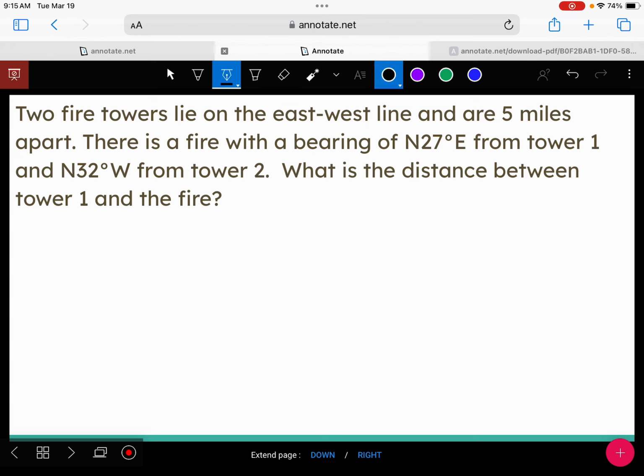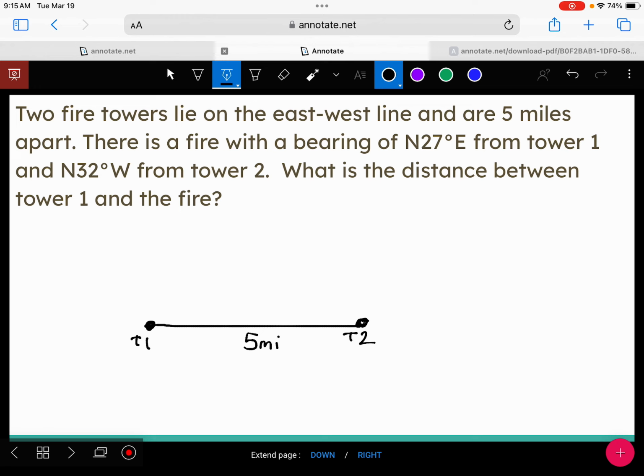So we've got 2 fire towers that lie on an east-west line and are 5 miles apart. Okay, so I'm going to start with that. I've got an east-west line, and I've got 2 towers. We've got Tower 1 and Tower 2, and I know they are 5 miles apart. This is going to be Tower 1, and this is Tower 2. I'm going to make them T1 and T2.